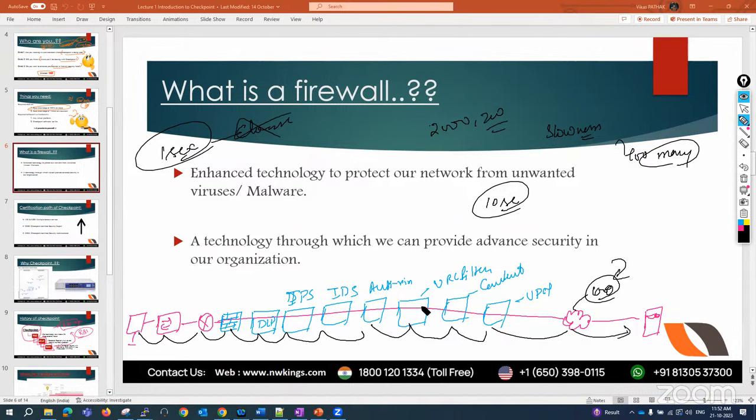But from all of them, only the firewall got the visibility or recognition to have all the features of IPS, IDS, antivirus, URL filtering, content, and everything. Why? Because the firewall was already there in the organization. So what they had to do was just replace their firewall. They have to place the next generation firewall instead of the traditional firewall. They will be getting all of these technologies. Okay.